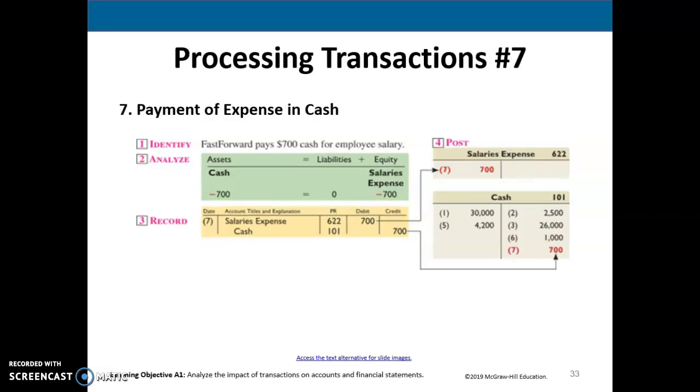Then if we look at transaction number 7, we paid $700 cash for employees' salaries. We analyzed that the cash account decreased by $700 and the equity account salaries expense increased by the same amount. On our journal entry, we're going to decrease the cash account with a credit and we're going to increase the salaries expense account with a debit. Then we're going to post those into the respective T accounts.